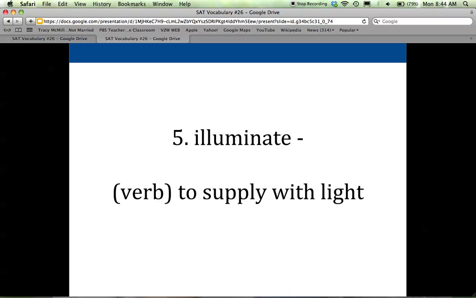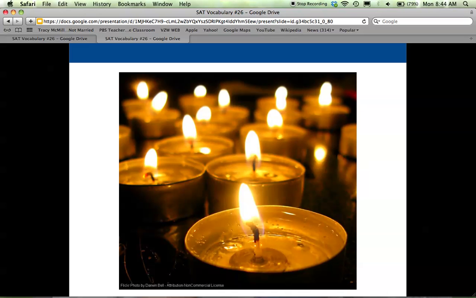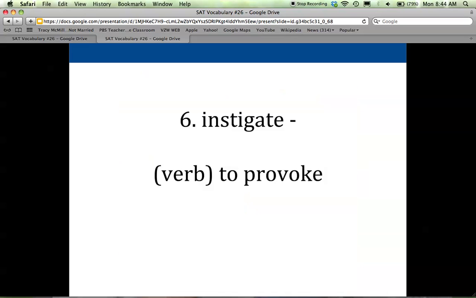Illuminate is a verb, and it means to brighten, to light up, or to supply with light. And we've had a lot of words that have the root L-U-M, which comes from Latin and means light. So when you see that inside of a word, be asking yourself, how does this relate to light? So illuminate is to supply with light. So if you have lots of candles, you will illuminate a dark space.